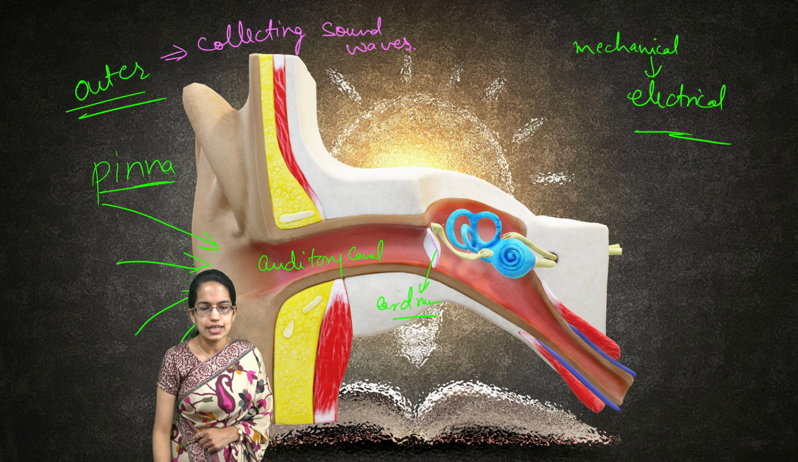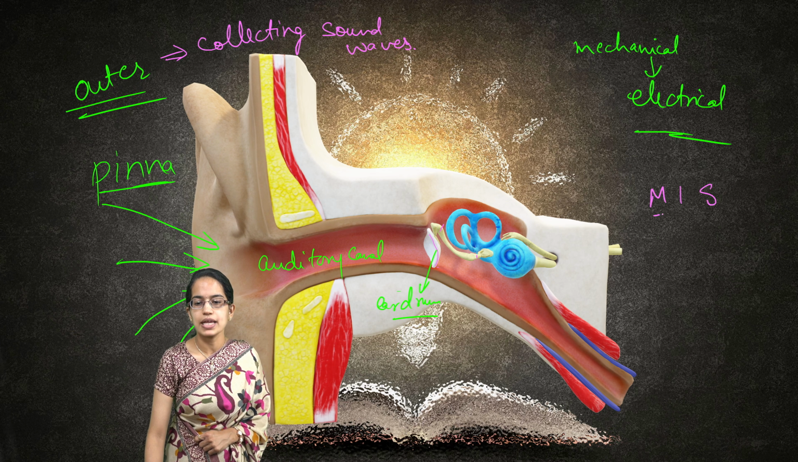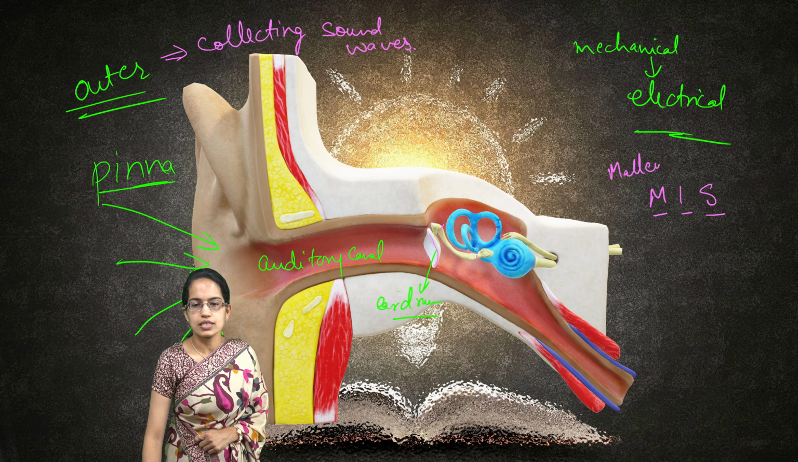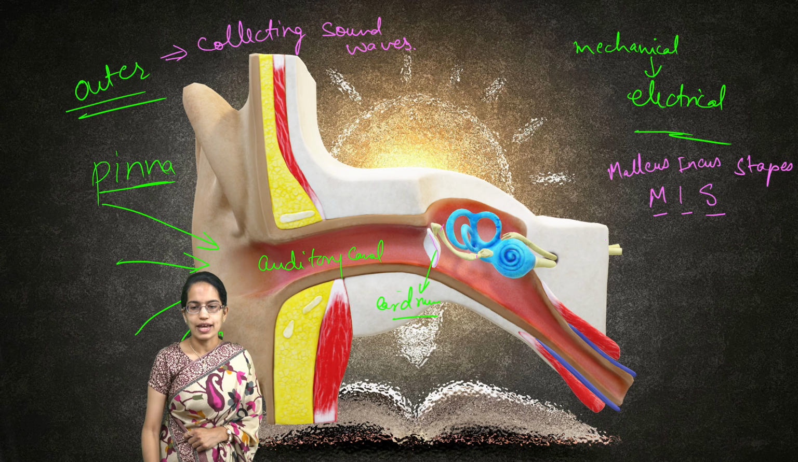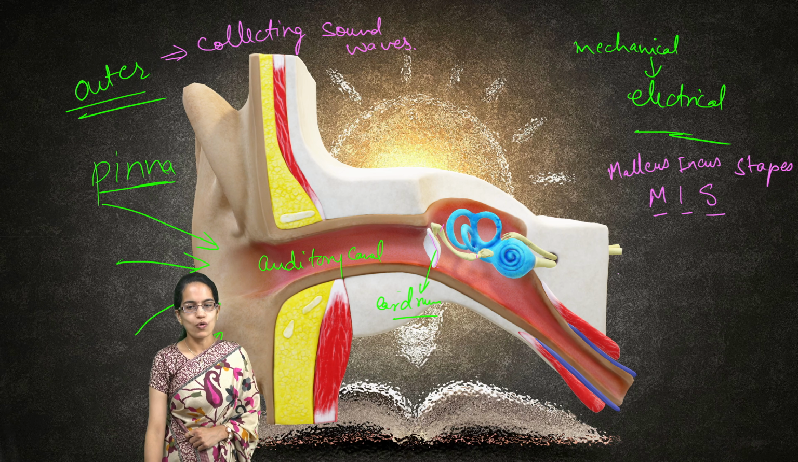Now, this middle ear has three bones in it. The first bone, we can write it as MIS, which is malleus, incus and stapes. So, the malleus is the first bone. Then we have the incus and the stapes. Now, what they look like is another way in which we call these bones.